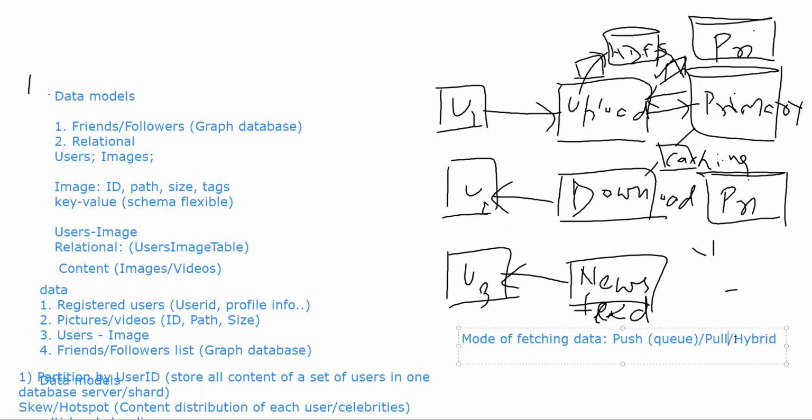And why are you going between them? Because if there is a more popular user, let's say some celebrity posts something, then if I follow a pull model in that case, and if, I'm talking about a celebrity, let's say 100K users are logged in and one celebrity posted something, and all those 100K users are hitting the server at the same time to pull the content, following that celebrity.